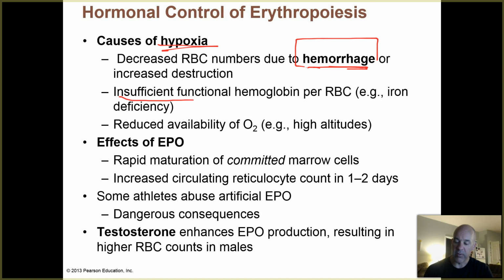Insufficient functional hemoglobin. So either you can't make the protein portions of the hemoglobin properly, a lot of times that's due to a dietary deficiency, or iron. An iron deficiency in your diet. You've got to have those irons in the heme groups that are present in the hemoglobins in order to bind the O2. So an iron, you guys know iron deficiency causes problems with anemia.